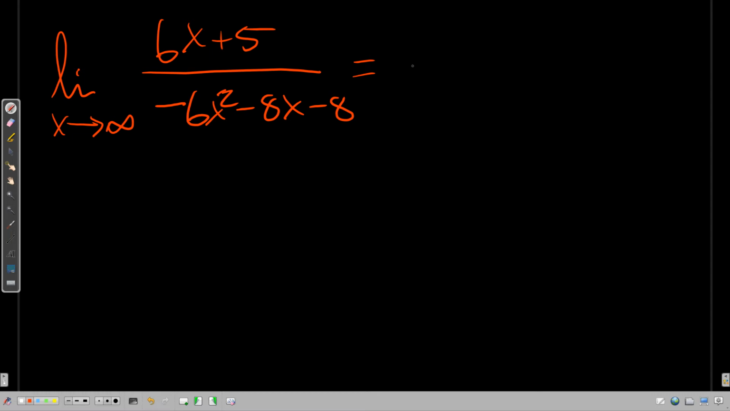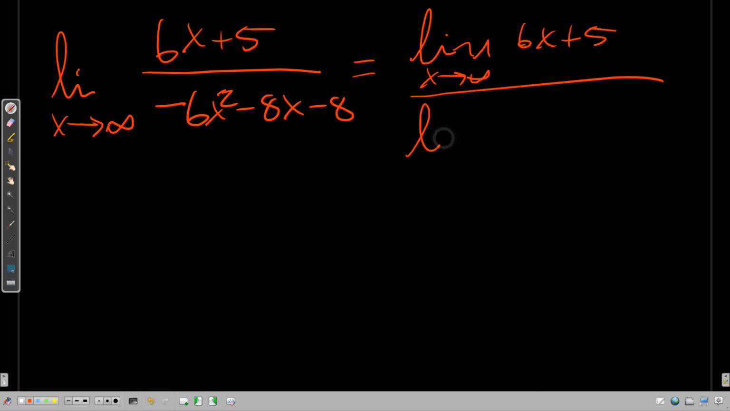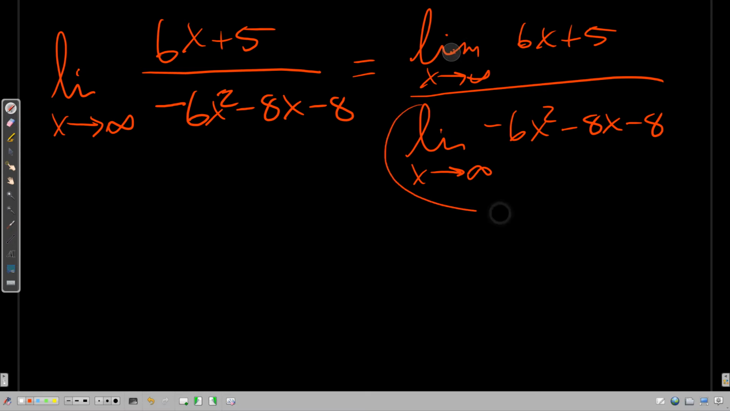So do what we did. Gosh, here's what I want to say. So officially, can I do this officially? I will pretend like I can. The limit as x goes to infinity of 6x plus 5 over the limit as x goes to infinity of minus 6x squared minus 8x minus 8. Okay, pretend that this is totally cool to do. It may not officially be okay because of that being infinity, but I'm going to do it anyways because it illustrates all you need to do.